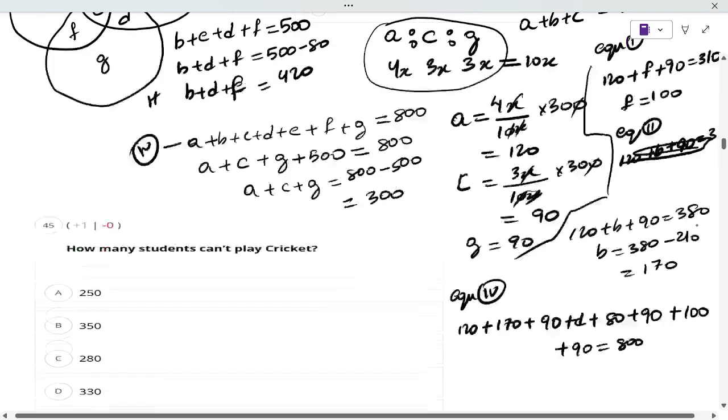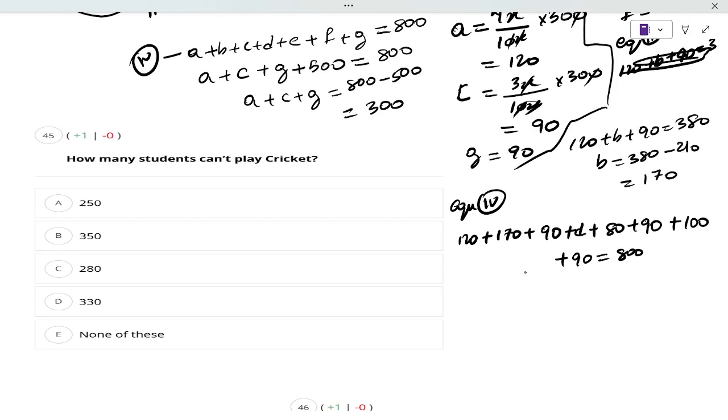So now if we add everything, 120 plus 170 plus 90 plus 80 plus 190, so the total will give us 650. So D plus 650 is equal to 800. So D is equal to 800 minus 650. Then this will give us 150. Now we got the value of everything.